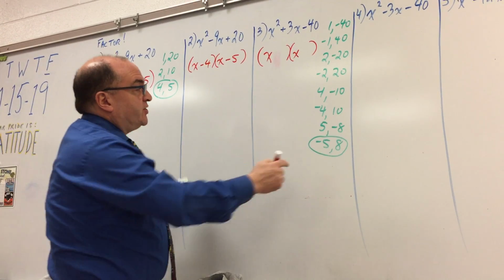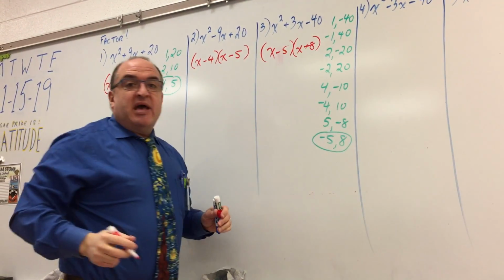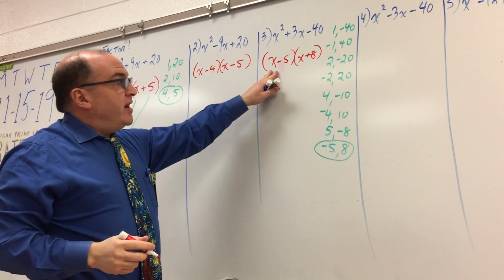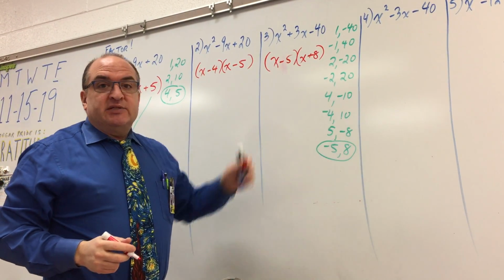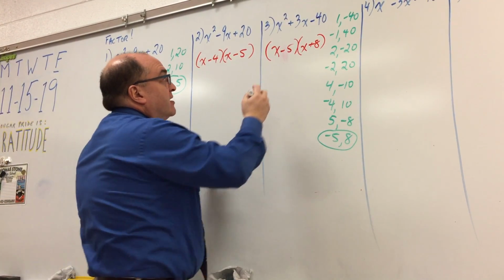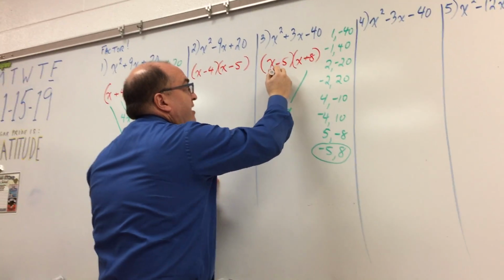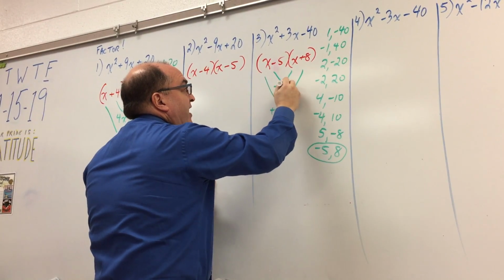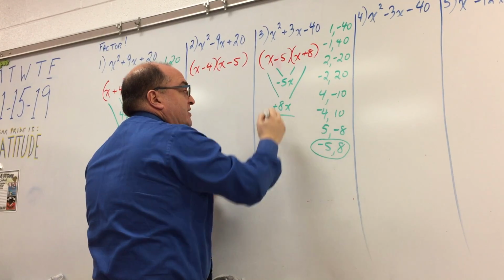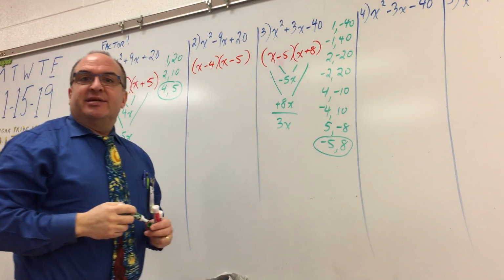So there's your answer. x minus 5, x plus 8. And it doesn't matter which order you write it in. If you wanted to write x plus 8, x minus 5, that would work as well. And if we're double checking, the outer is plus 8x. The inner is minus 5x. 8 minus 5 is 3x. It matches. There's your answer.